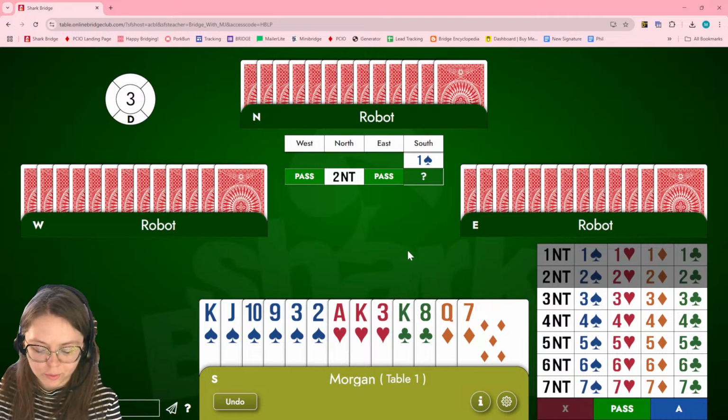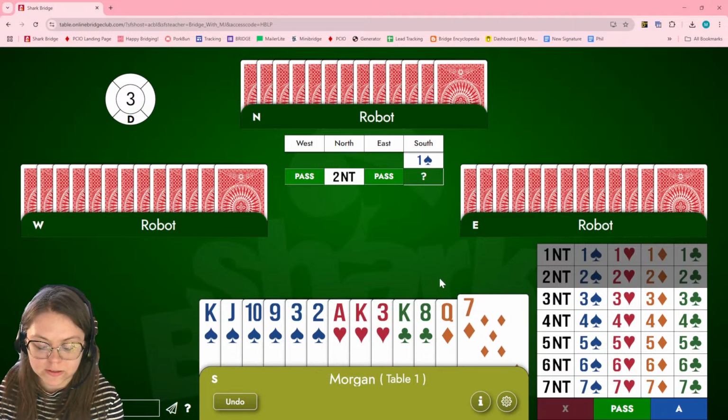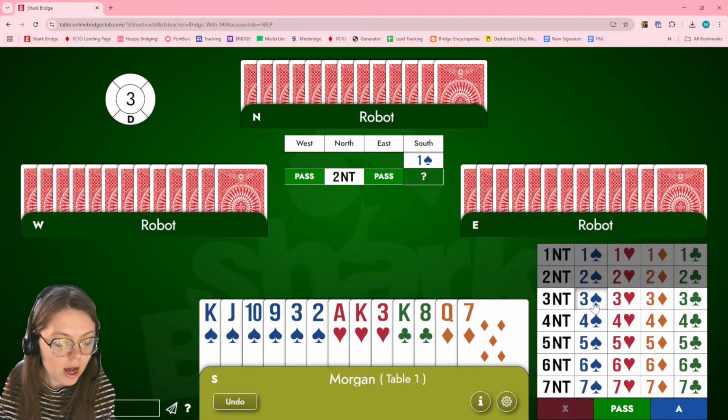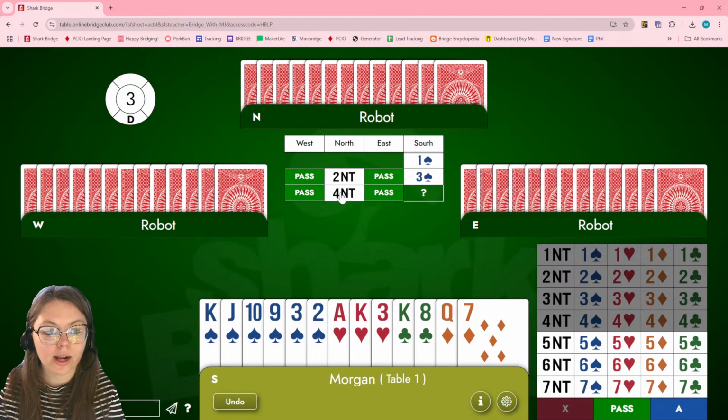So now we want to tell our partner, okay, we're balanced. We want to tell them that we fall somewhere in that balanced range. So 3 spades is our max, 3 no trump is medium, and 4 spades is our minimum. I'm going to bid 3 spades because this is definitely a max. All right, partner has bid key card.